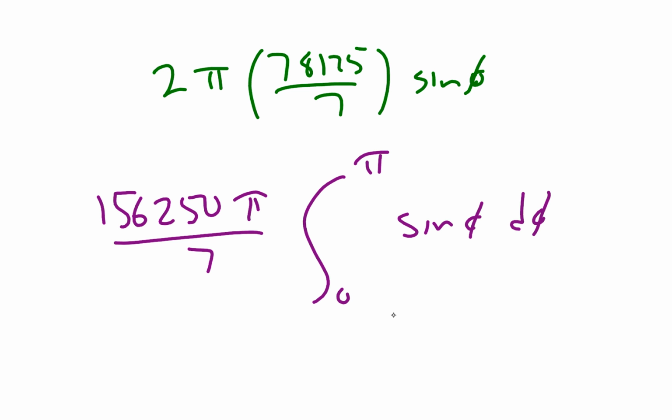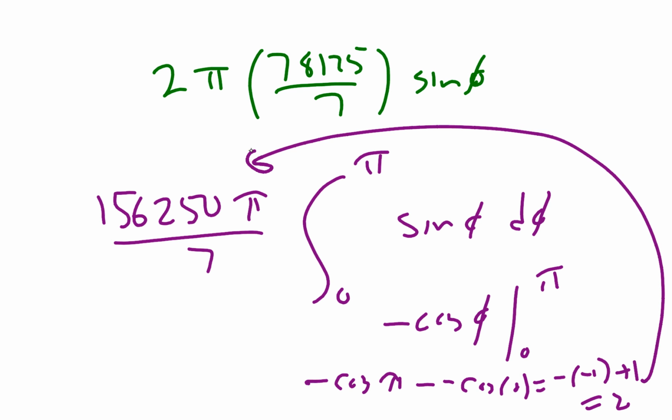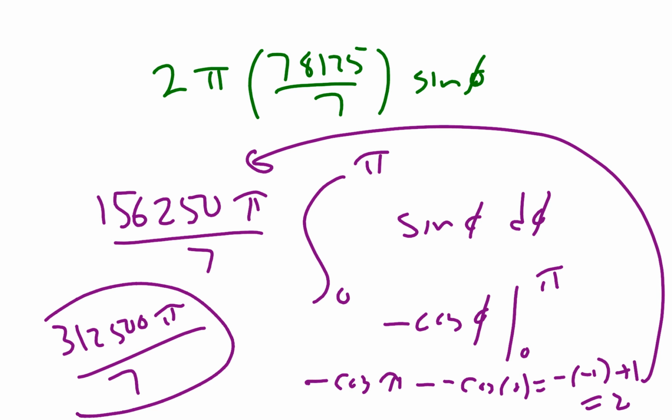The antiderivative there is negative cosine phi, evaluated from 0 to pi. If we plug pi in there, we get negative cosine pi, and then we'd have minus negative cosine 0. That's the negative of negative 1 plus 1, which is just 2. So we get another 2 that we have to multiply this coefficient by. So if we do that, we end up with the final answer of 312,500 pi over 7. So there you are. That's one fun integral to consider.